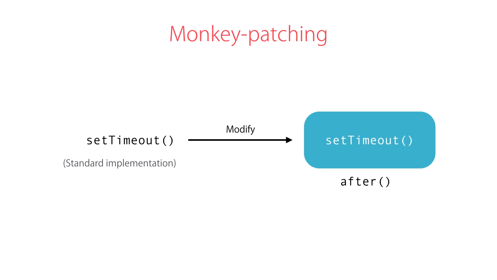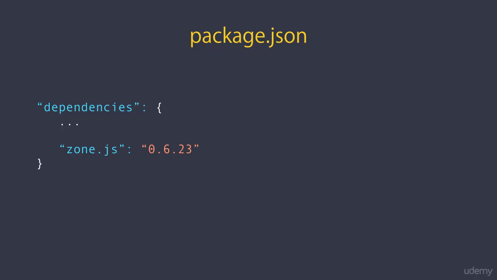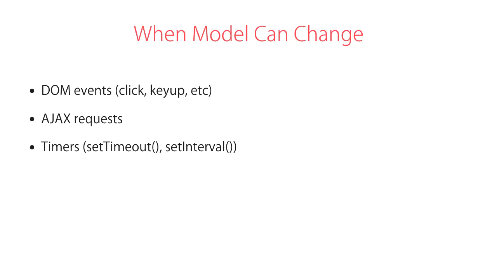But we don't have this concept of zones in JavaScript. Well, the Angular team have actually implemented this concept in JavaScript, and it's available in a library called zone.js, which is one of the dependencies of every Angular project. So Angular monkey patches these entry points and runs them in a zone to trigger change detection. Okay, so now you know when change detection happens.